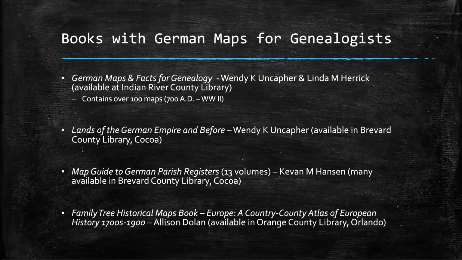I put those in there because the last time I did this talk was in Cocoa, so I wanted to make sure people knew that they had access to those. But you can see that German Maps and Facts for Genealogy is available at the Indian River County Library. And this other one at the bottom, Family Tree Historical Map Book, is at Orange County in Orlando. So you can look up these books and find where they are. I don't know if everybody's used WorldCat, but you can type in the title of a book in WorldCat and it'll tell you where that book is housed, and what libraries close to you have it.